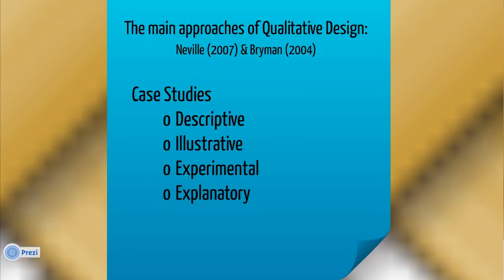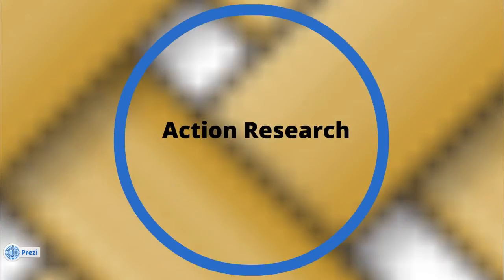Number 1, case study. It offers an opportunity to study a particular subject, for example, one organization or a group of people. Case studies can be used to formulate theories or be descriptive, illustrative, experimental, and explanatory. Number 2, action research. It involves an intervention by a researcher to influence change in any given situation and to monitor and evaluate the results.